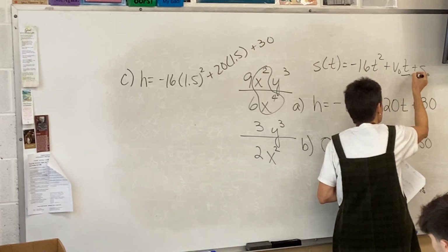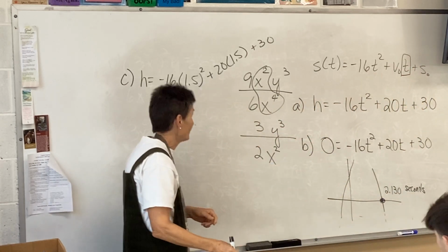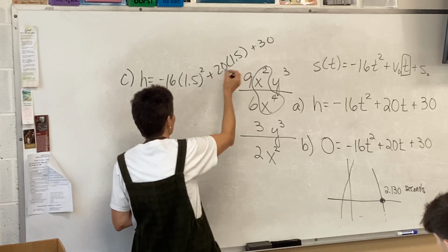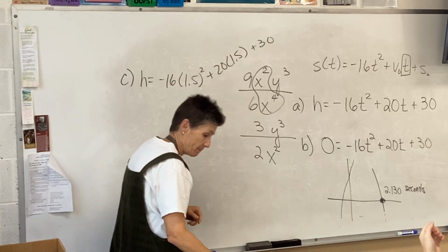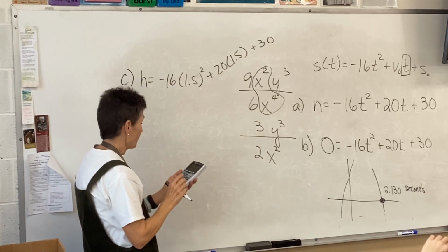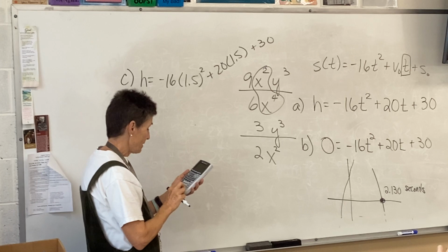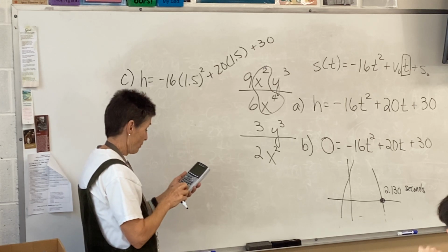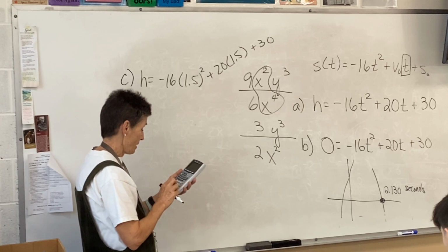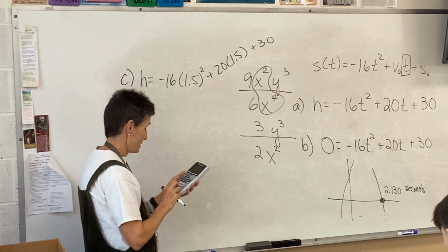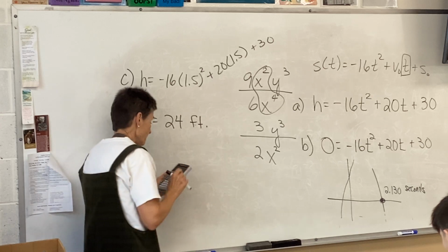Sometimes kids forget about this guy right here. Don't forget there's a t, a plain t, hooked to your velocity. So you're gonna put that 1.5 in twice. You're gonna put it in the squared spot, and then you're gonna put it in the regular spot. Okay? So now, we're not graphing now, we're going to do regular calculator, and we're typing negative 16 parentheses 1.5 squared plus 20 times 1.5 plus 30. How high is the ball? I think, if I typed it right, 24 feet? Yep.